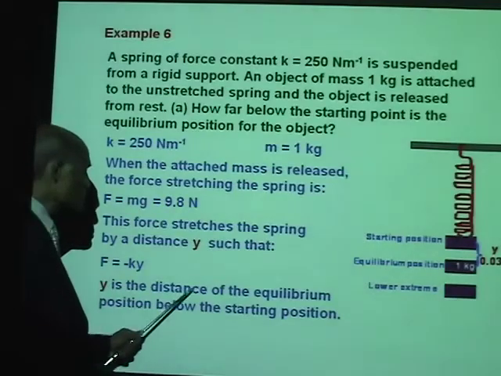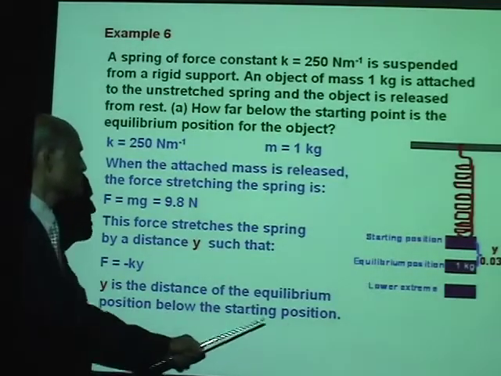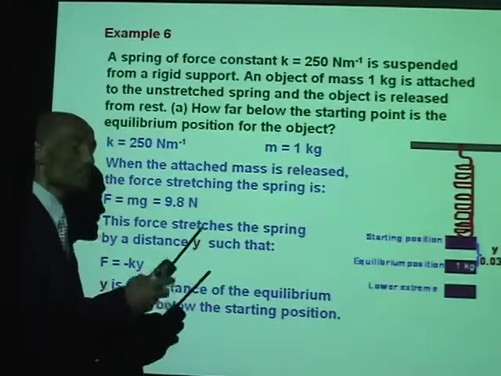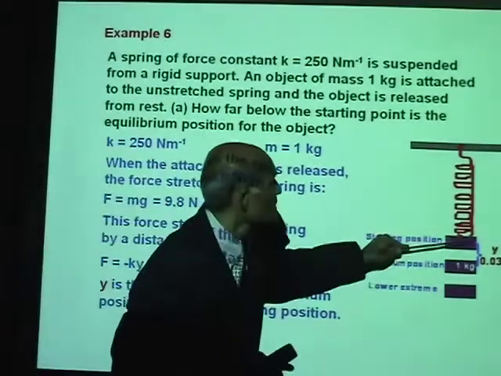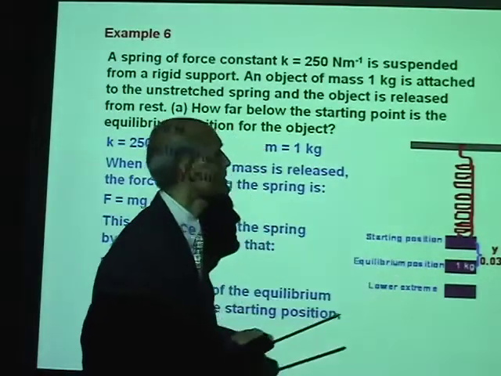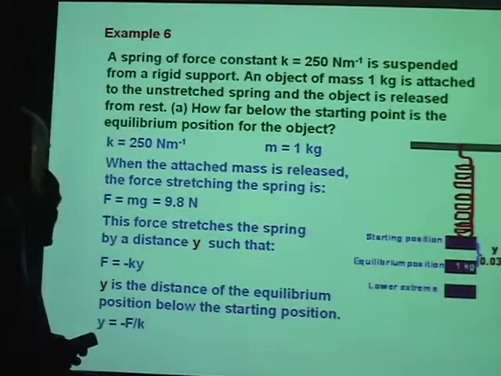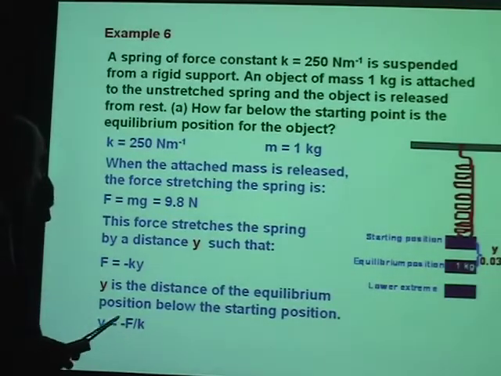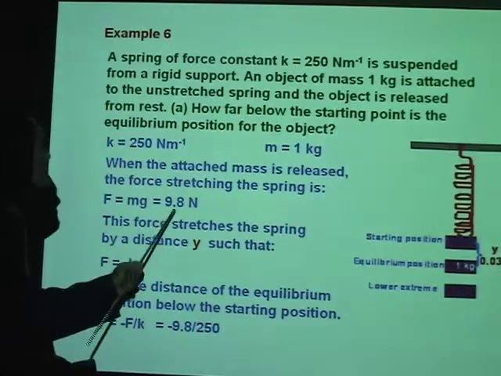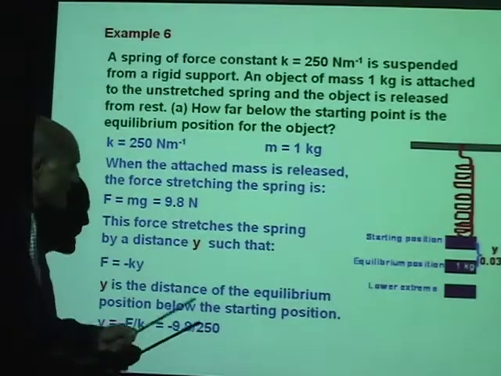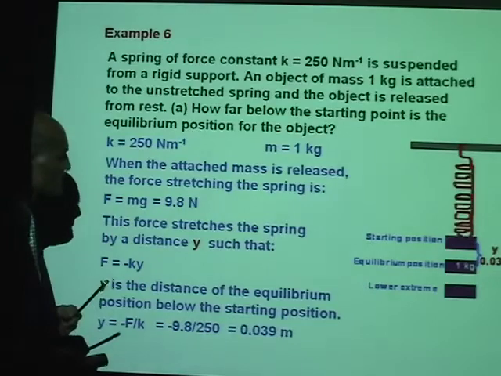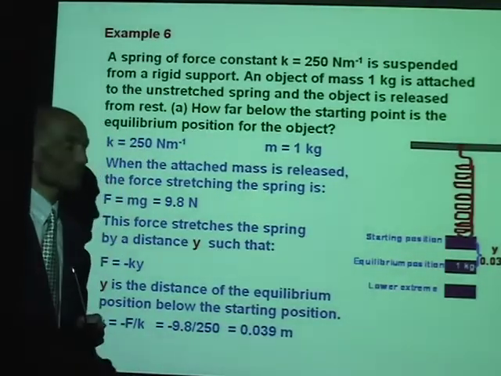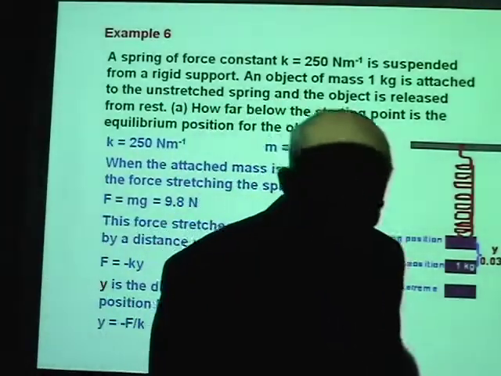Now, y is the distance of the equilibrium position below the starting position. You see, this y is the distance from the starting position to the equilibrium. And what is that y equal to? y equal to F divided by k. Forget about the negative sign. F is 9.8 Newton, k is 250 Newton per meter, and that is 0.039 meter.